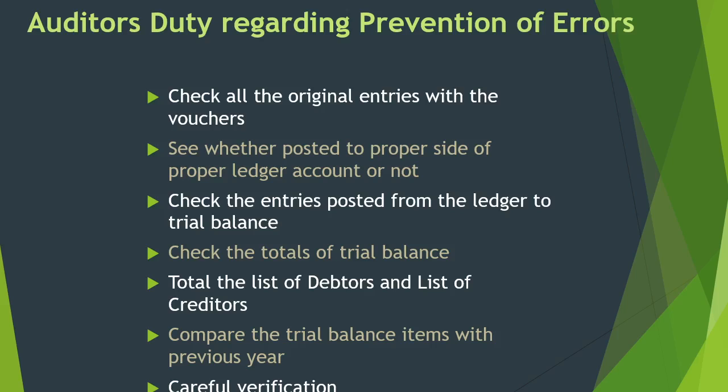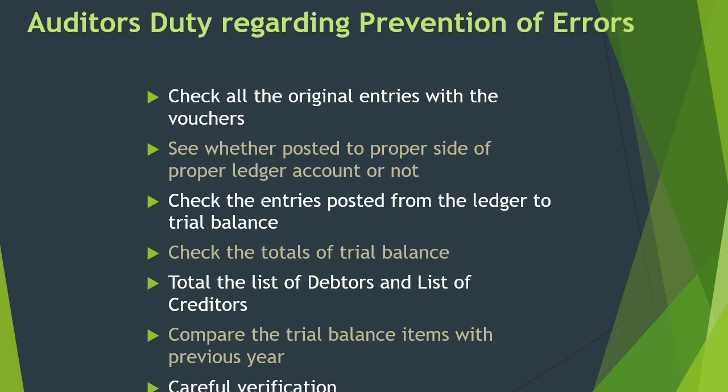Total the list of debtors and list of creditors, along with the debtors and creditors ledger accounts. Compare the trial balance items with the previous year's. So it is the most important thing. Even though he is auditing the 2020 financial statement, he has to compare the 2020 items with the 2019 items.